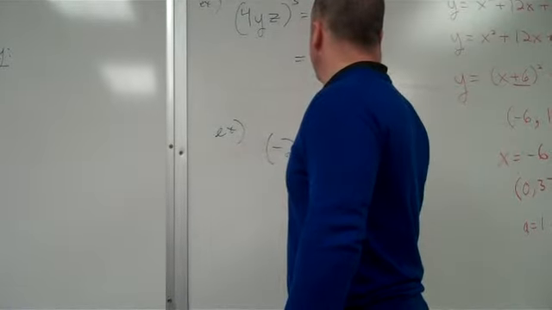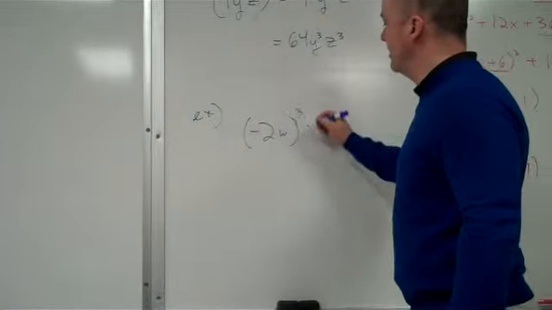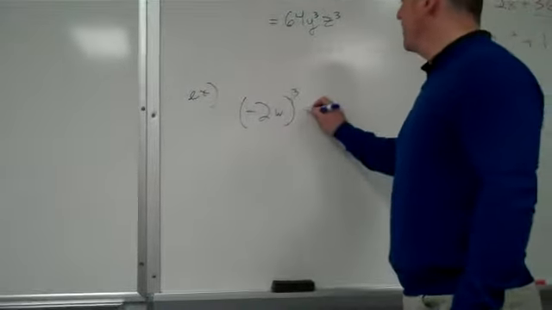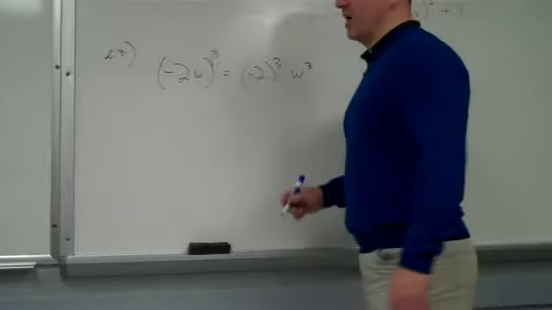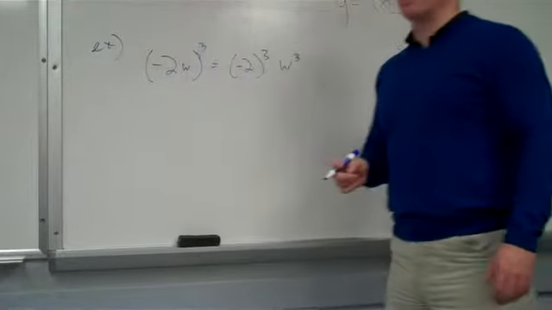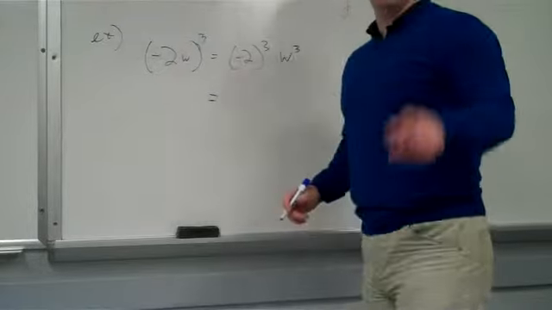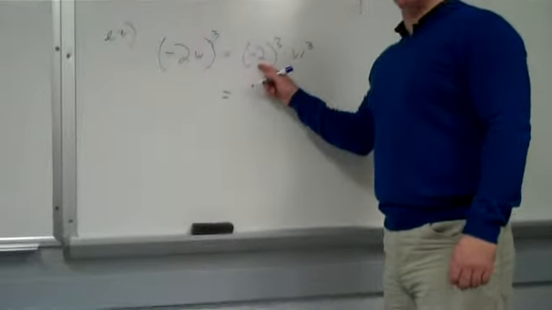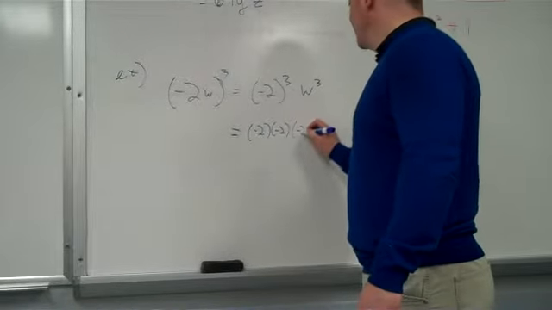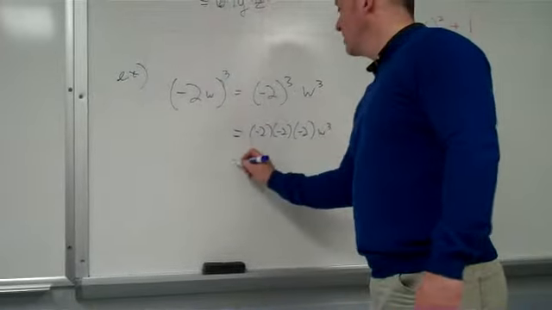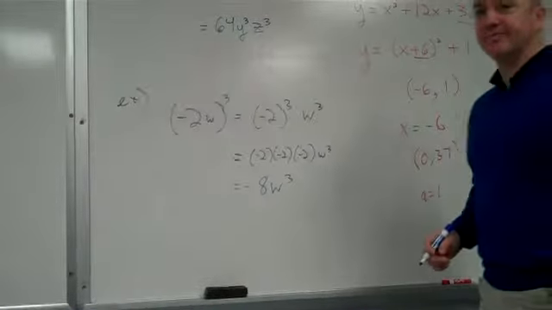Negative 2w to the third power. Change it up a little bit. So now what I have here is negative 2 to the third power times w to the third power. Negative 2 to the third power is one I'd expect you to know. Negative 8. Negative 8, very good. It's negative 2 times negative 2, which is positive 4, times negative 2 again, which means this is negative 8 w to the third power.